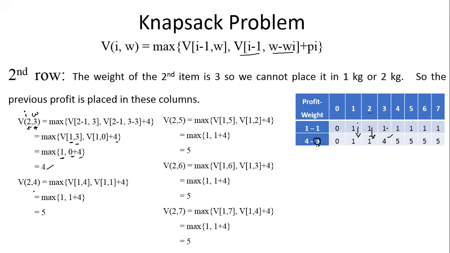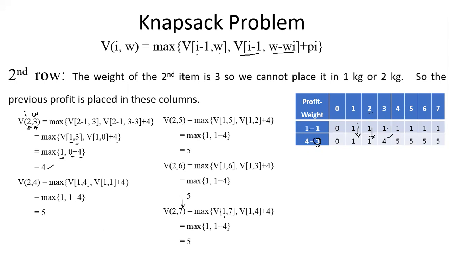Same way V of 2 comma 4, 5, 6, 7, all of these values we are going to calculate. So take one more calculation, that is V of 2 comma 7. So here I value is 2 and W is 7. That means the total capacity of the bag is 7. That's why here V of 1 comma 7. So I minus 1 comma 7.